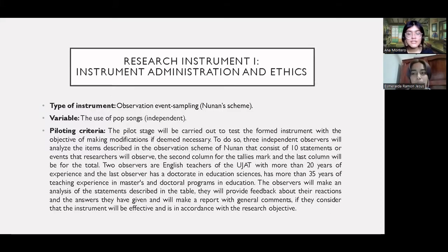The research instrument 1 is observation event sampling, Nunan's scheme, and the independent variable is the use of pop songs. For the piloting criteria, we will have 3 observers, and they will analyze the items described in the observation scheme. Two observers are English teachers, and the other observer has a doctorate in education sciences. The observers will make an analysis of the statements described in the table, and they will provide feedback about the reactions and the answers they have given.